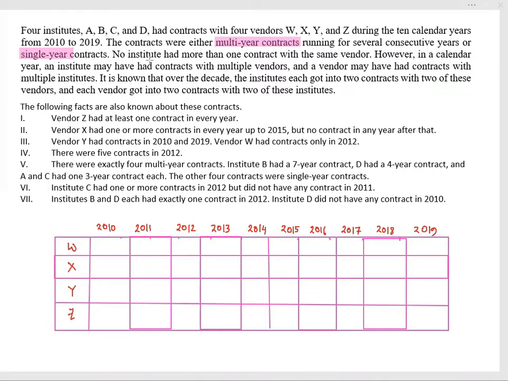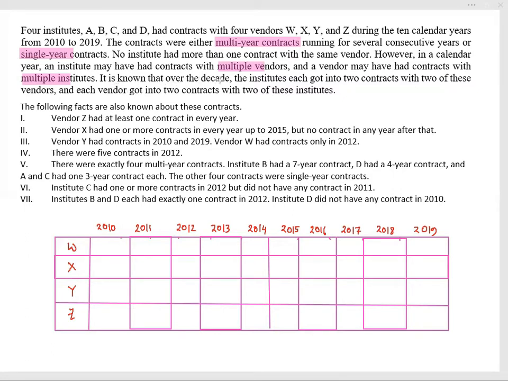However, in a calendar year, an institute may have had contracts with multiple vendors. That means in column wise, ABCD can appear multiple time, multiple vendors के साथ हो सकता है. And a vendor may have had contracts with multiple institutes. That means in a row, it may be more number of institutes it can appear. And it can be done in a calendar year also.